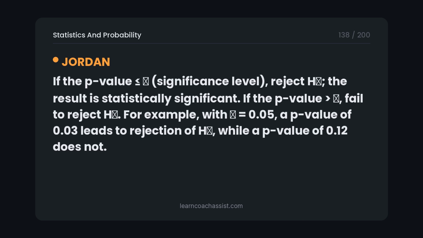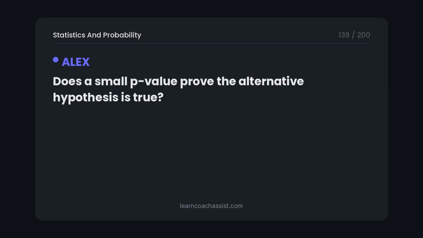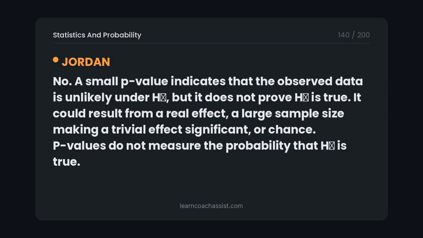does not. Does a small p-value prove the alternative hypothesis is true? No. A small p-value indicates that the observed data is unlikely under H0, but it does not prove H1 is true. It could result from a real effect, a large sample size making a trivial effect significant, or chance. P-values do not measure the probability that H0 is true.